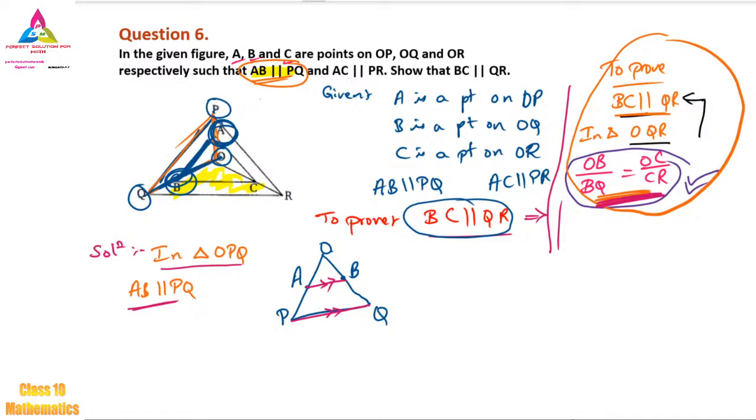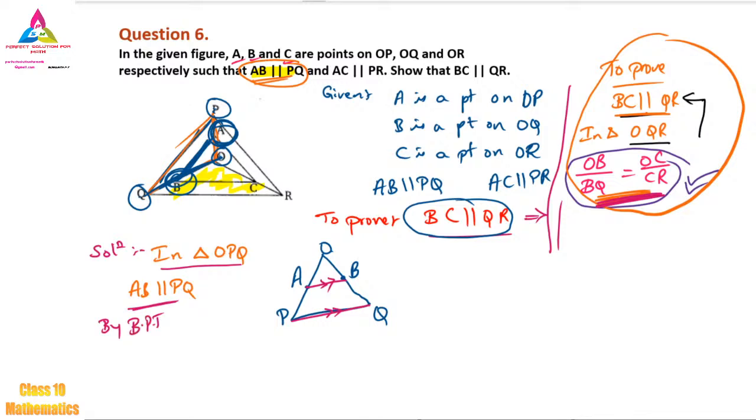Now we have to see by which theorem we can apply for this. Which theorem can we apply for this? AB parallel to PQ. Which theorem can we apply? So in triangle OPQ, AB is parallel to PQ. Which theorem are you going to apply? Quickly. BPT theorem. Yes, by BPT, or by the basic proportionality theorem, or you can write by Thales theorem.